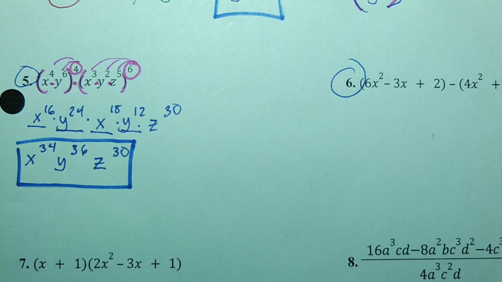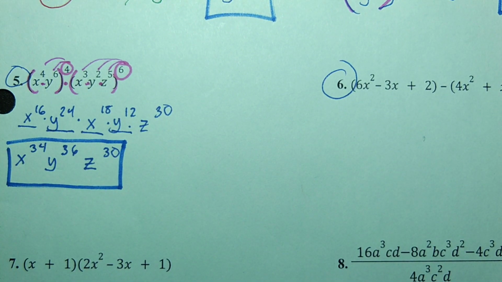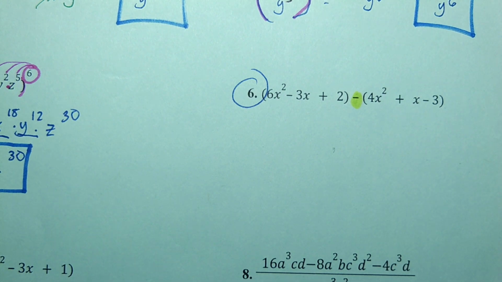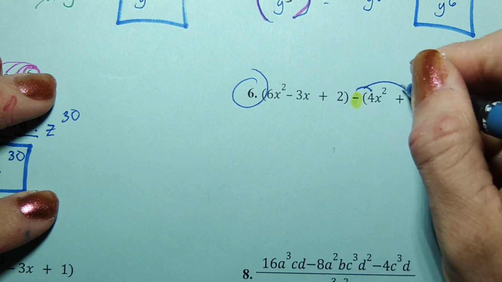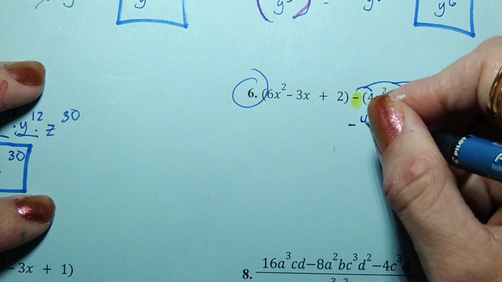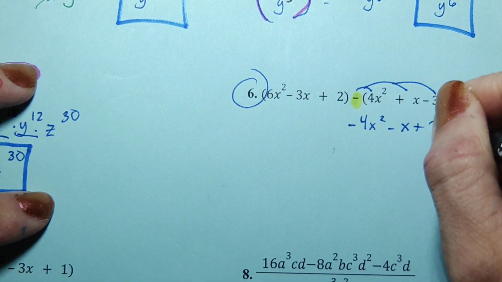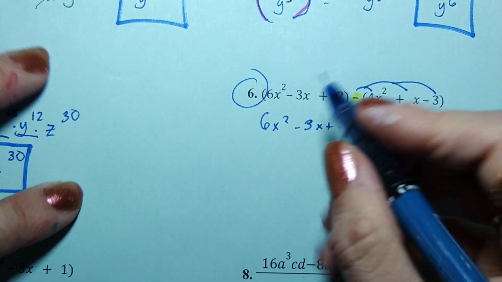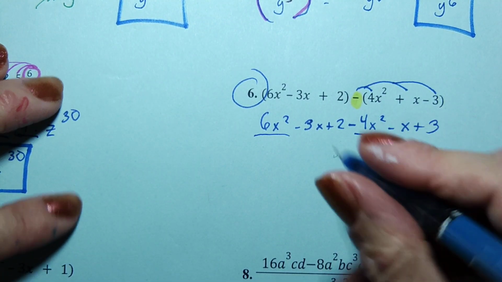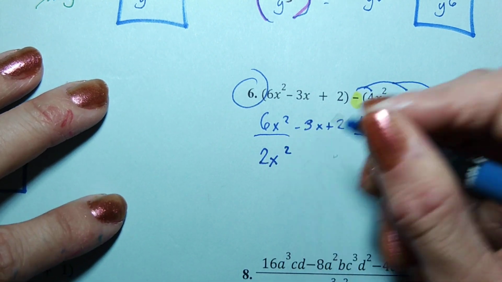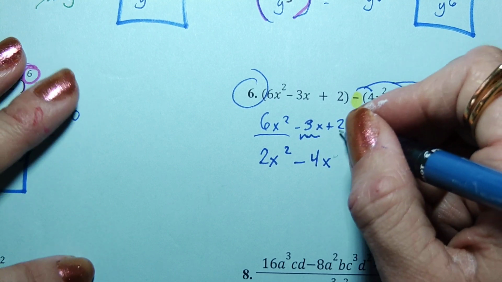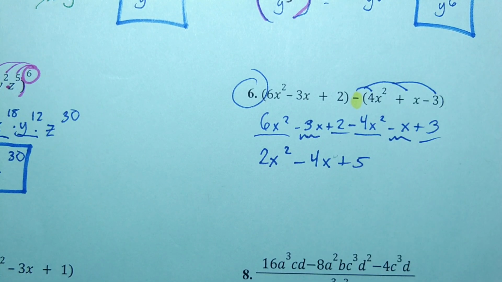All right, folks, number 6 is that foiling. No. What are we gonna do with that minus sign? Minus the right side. Everybody in that parenthesis gets that negative. So negative 4x squared, negative x, positive 3. 6x squared minus 3x plus 2. Combine your like terms. 6x squared and negative 4x squared is 2x squared. Negative 3x and negative x is negative 4x. Positive 2 plus 3 is plus 5. See you after lunch.